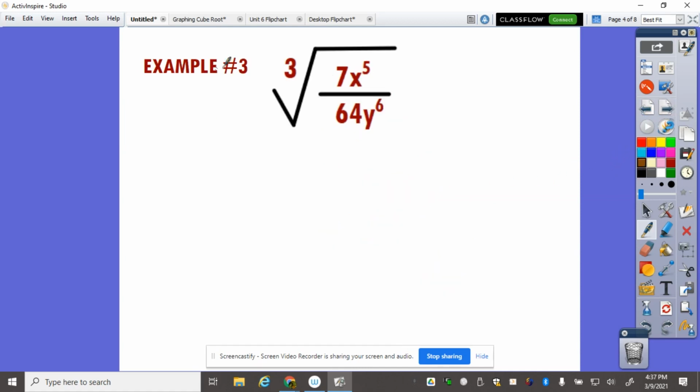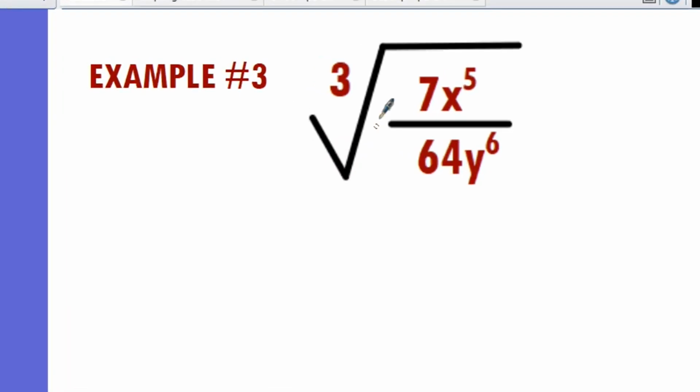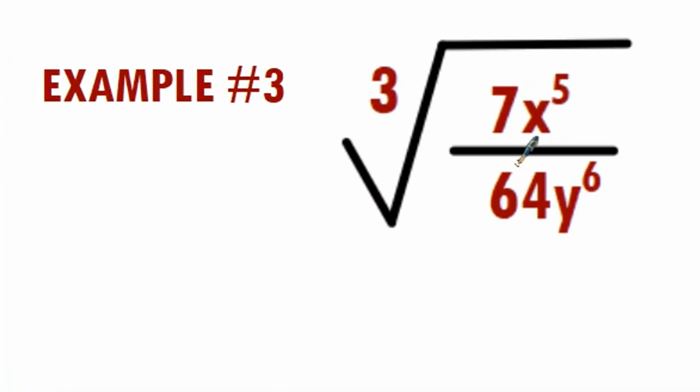Example number 3. Cube root of 7x to the 5th divided by 64y to the 6. Now here we're involving radicals and there's no coefficient outside. So what do we do here? We can break them down per every side.